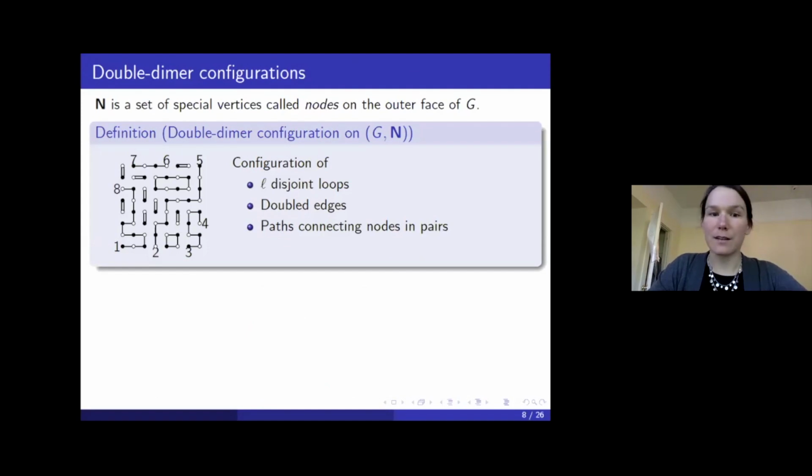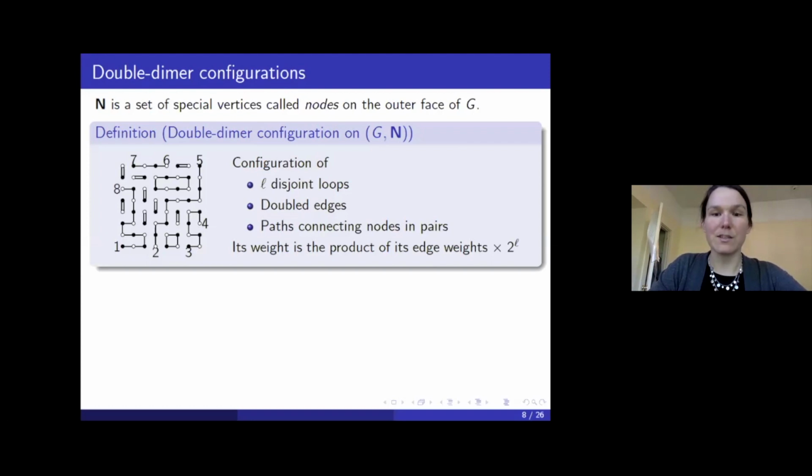Equivalently, it's a configuration of disjoint loops, which are just cycles of length greater than 2, doubled edges, and paths that connect the nodes in pairs. So for each double dimer configuration, you have a planar pairing of the nodes. And then the weight of a double dimer configuration is the product of its edge weights times 2 to the L, where L is the number of loops in the configuration.